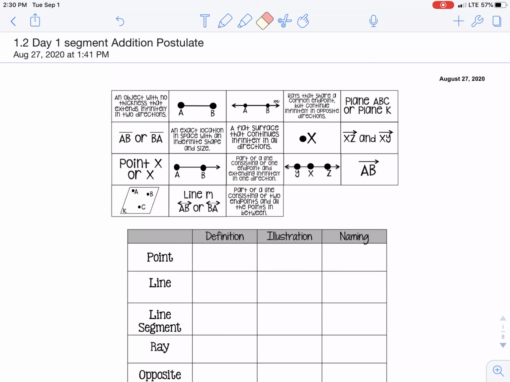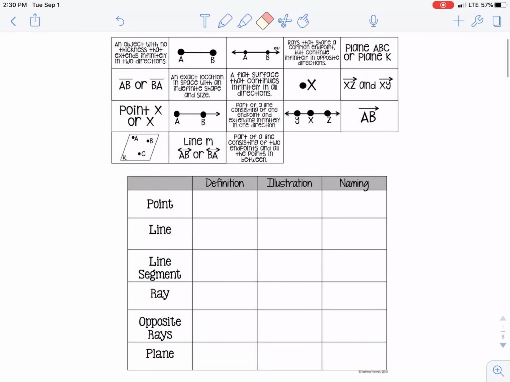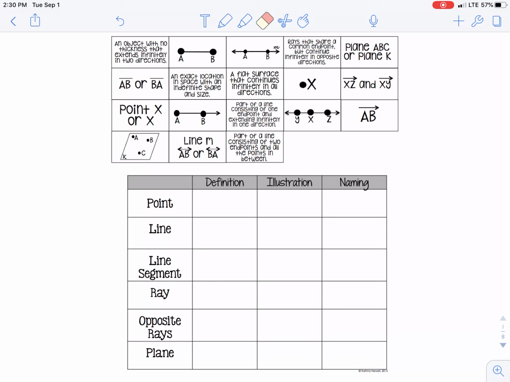I want you to take a second here. Why don't you pause the video, and you are going to use the definitions you learned about yesterday and try to come up with the definition, illustration, and naming based off the stuff that's up there and see how many you can do. Time yourself. Make it a challenge for you. So go ahead, pause the video, try to fill it out, and then I'll go over the answers here quick.